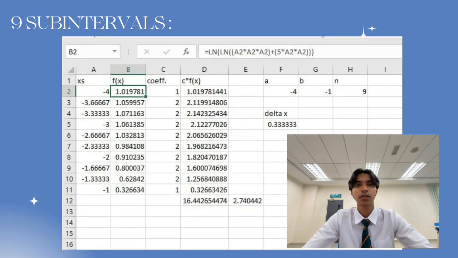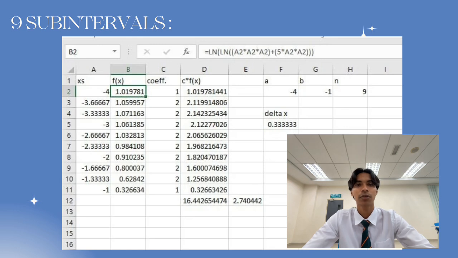And then we got 2.712206. So for the 9 subintervals, first we find the value of h, which is b minus a over n, and we get 0.333. And next we substitute the value of x equals negative 4 until x equals negative 1, and we insert the equation ln x cubed plus 5x squared, and we just insert the coefficient accordingly.